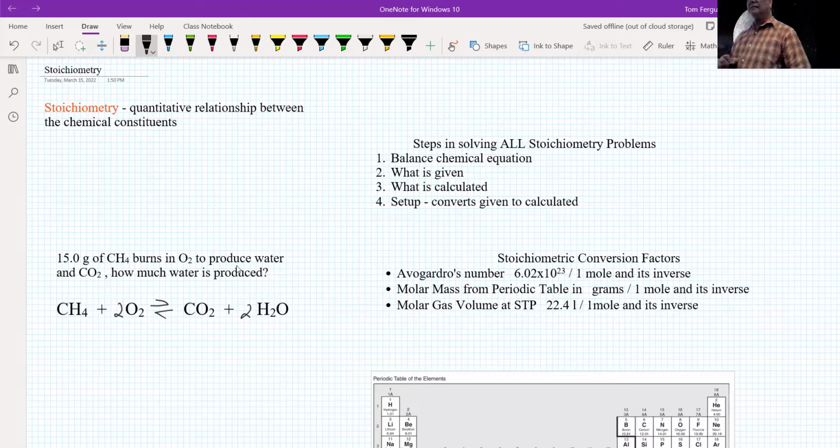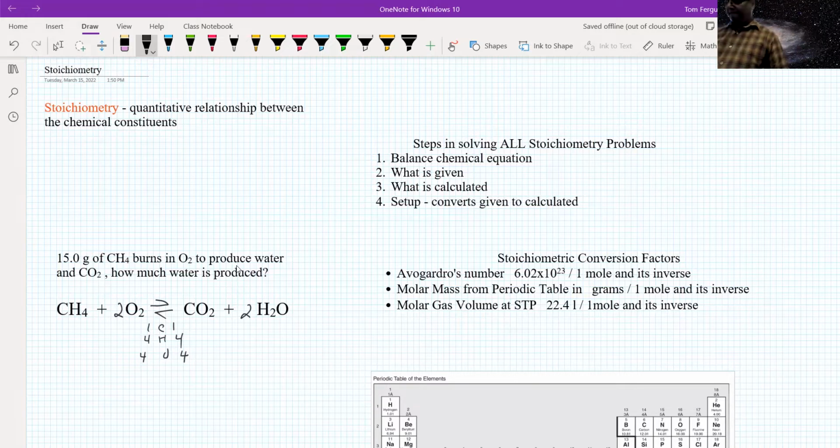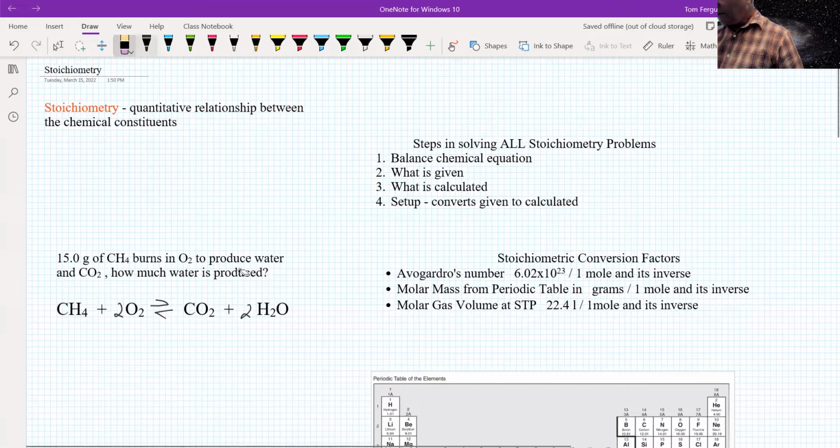Okay, let's balance now. Okay, so if we did a quick inventory, we've got 1 C on both sides, 4 hydrogens. Okay, so that's step one.